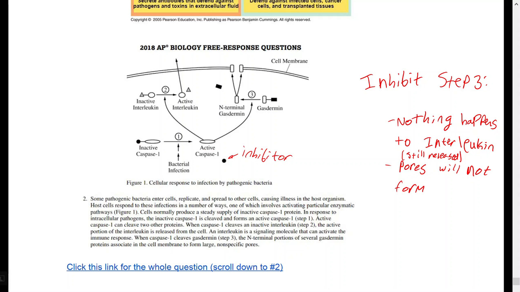We're skipping part C. Okay, part D. Describe the most likely effect of gasdermin pore formation on water balance in the cell in a hypotonic environment. Hypotonic means you don't have a lot of solutes outside of the cell, right? It's a hypotonic environment. Well, this is close to pure water. That's what hypotonic will mean, right?